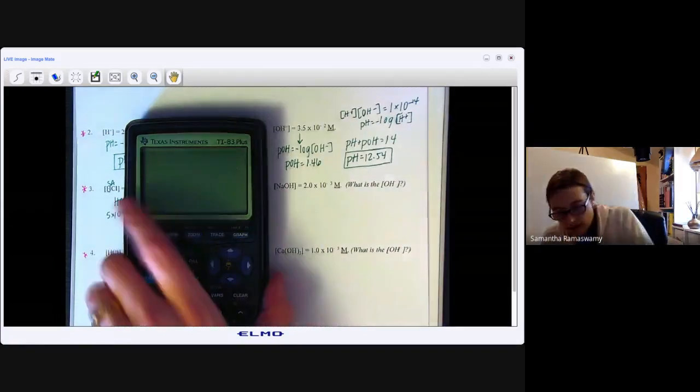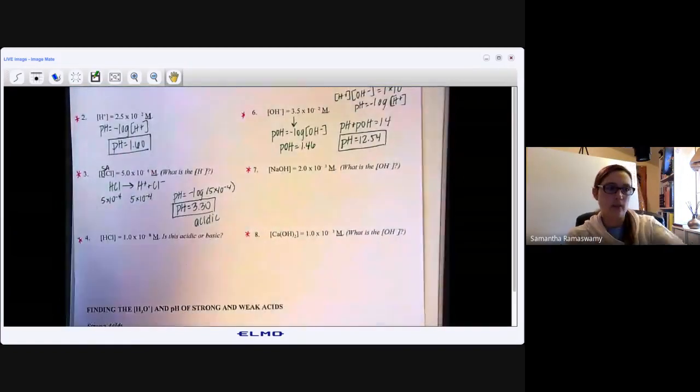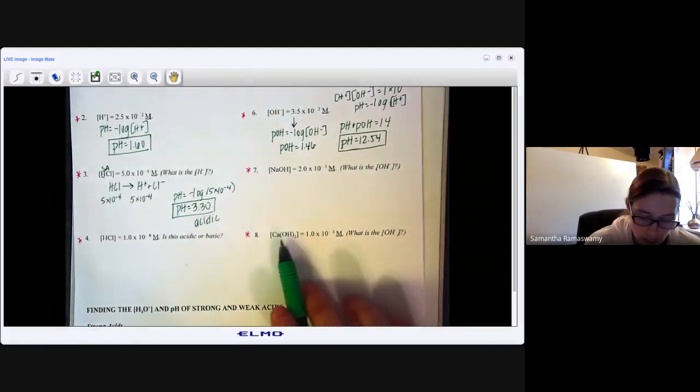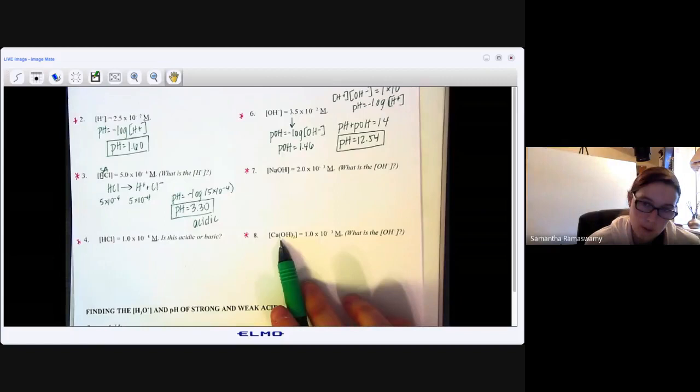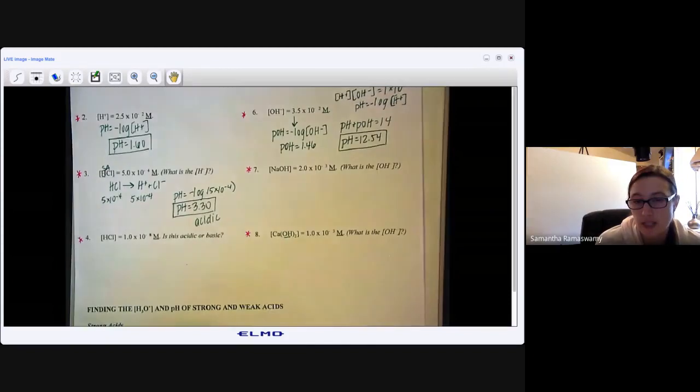Now, I want to look at number 8. Right? I want to look at number 8. You'll see why I wanted to look at number 8 instead of number 7. In number 8, we have Ca(OH)2, calcium hydroxide. So I see OH as part of this substance. That tells me it's probably a base.